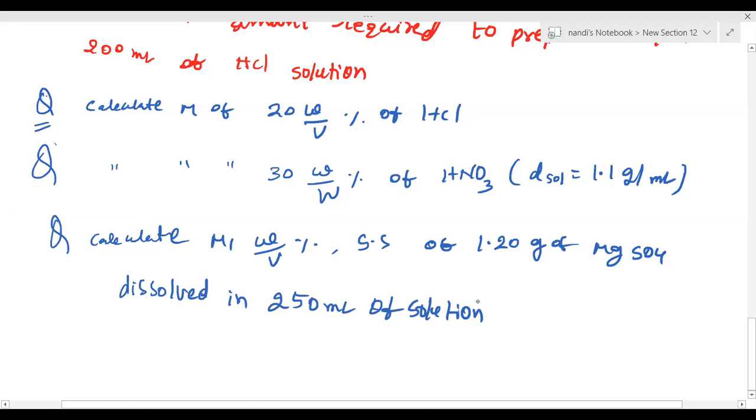Any doubt? Please check it. Any question you are not understanding, any term you are not getting, let me know. Calculate molarity, W by V percent, strength of solution of 1.20 grams of MgSO4 dissolved in 250 mL of solution. If you are not getting any question, any idea after writing, let me know. That question we'll discuss.